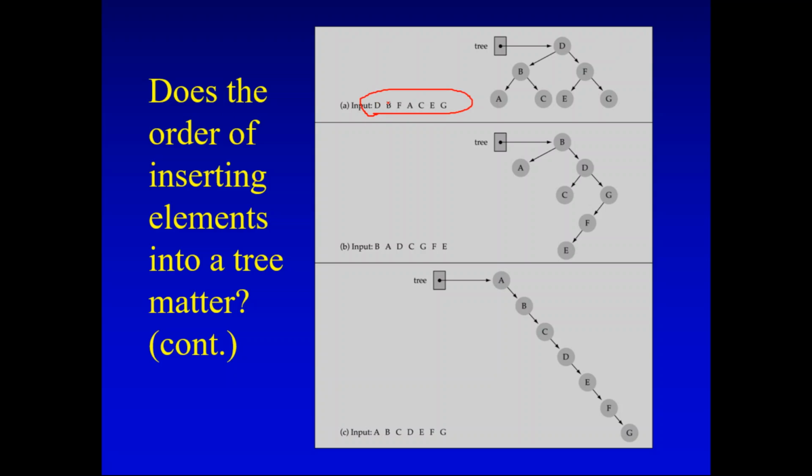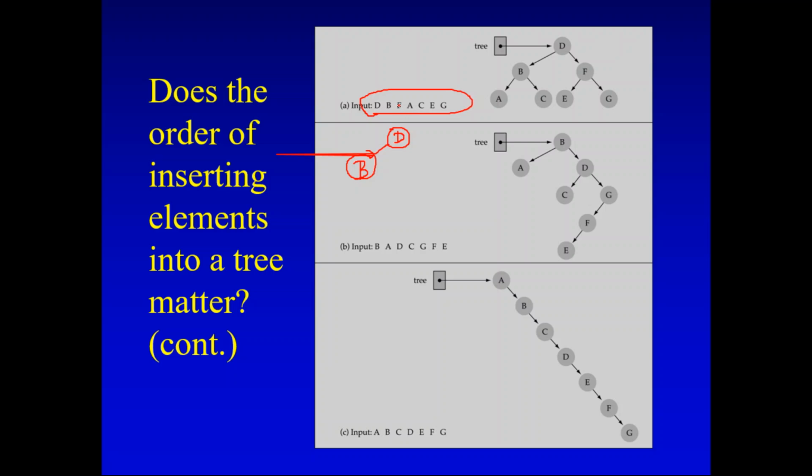That is first D, then B, F, A, C, E, and G. Okay. So what will happen? If you draw the tree for this, first you will get D. D becomes the root node. Then B. Where will B come? B is less than D, so B will come here, to the left.